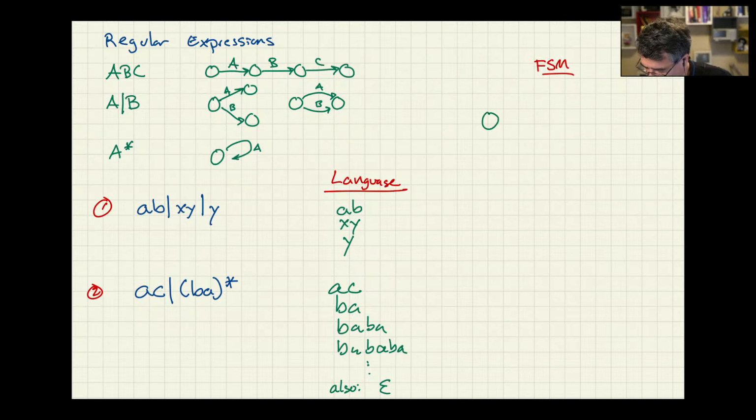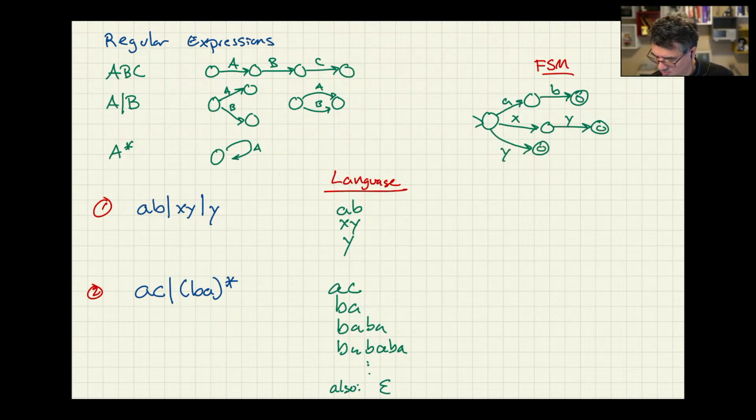We could have our starting state, and then we could do A over here, and then B, and then an accepting. And then here we've got an X, and then a Y, and then an accepting. And then finally we've got just the Y and an accepting. So that's one way you could do that. Another way could be to do an A and then a B and then the accepting, and then all the others just lead toward that accepting as well.